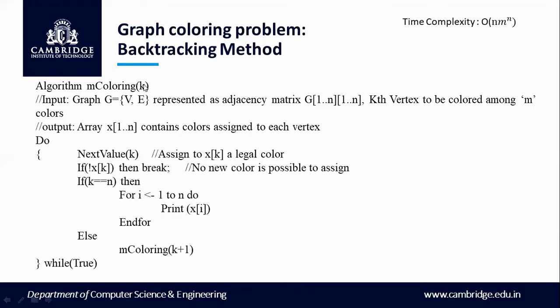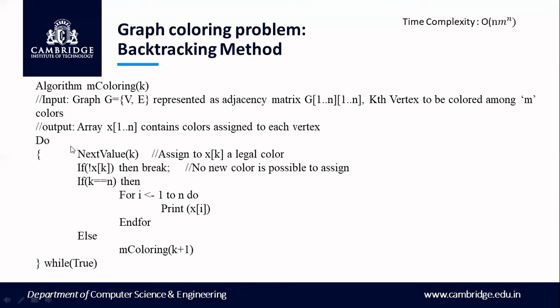K is the vertex which we need to color. So we need to color the kth vertex with M colors, so we have M number of color options to paint it. Now X is an array which will include the colors painted for vertex 1 to vertex n in the given graph. A graph has n number of vertices, so x of 1 to n is an array which contains the colors assigned to each vertex.